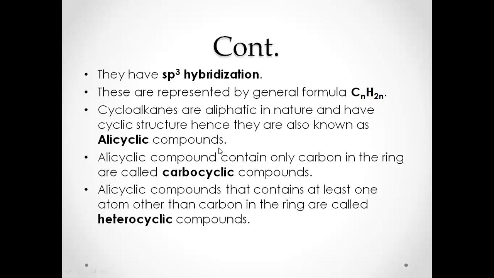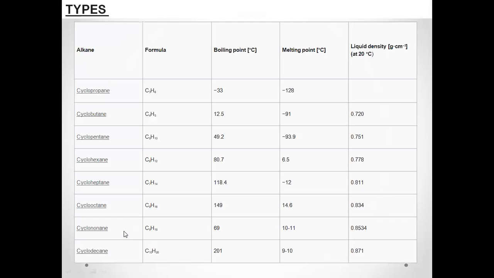Cycloalkanes are aliphatic in nature, meaning they don't have alternation of double and single bonds. They are also known as alicyclic compounds. If alicyclic compounds contain only carbon atoms in the ring, then they are regarded as carbocyclic compounds. But if there is at least one atom other than carbon, then they are regarded as heterocyclic compounds. This is a series of cycloalkanes: cyclopropane, cyclobutane, cyclopentane, cyclohexane, cycloheptane, and so on.